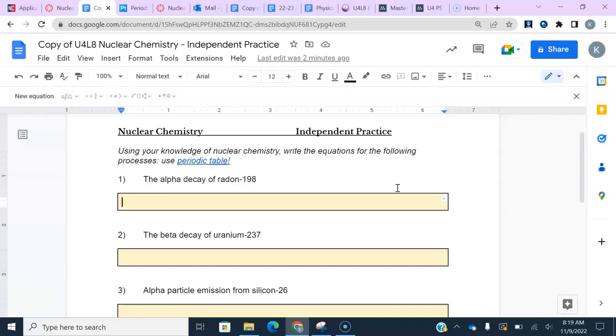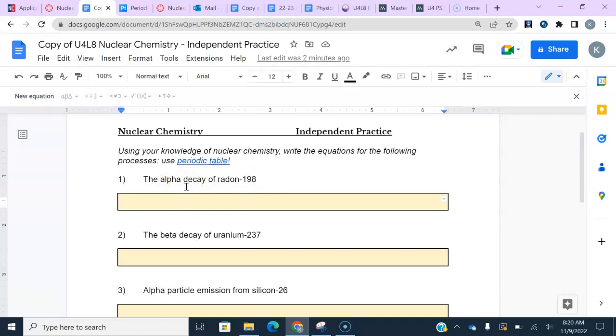So let's do the first one. It says the alpha decay of radon-198. Well, the first thing we need to recognize is that radon-198, that's an isotope, right? That means that this element's atomic mass is 198, because when we have the element, dash, this number is the atomic mass, right? So we know that. And we also know that this is undergoing an alpha decay.